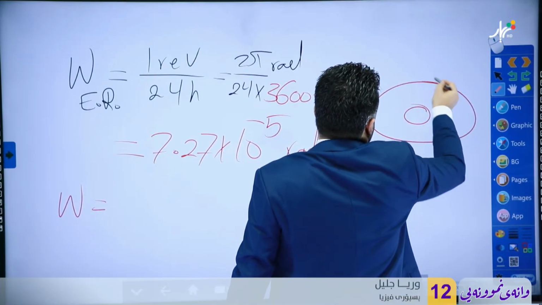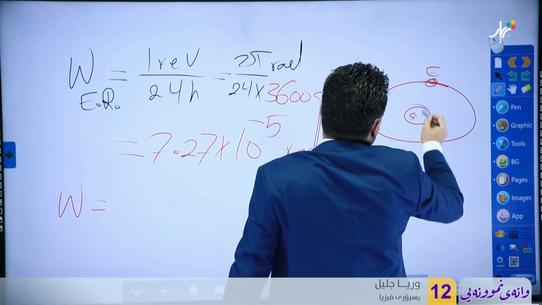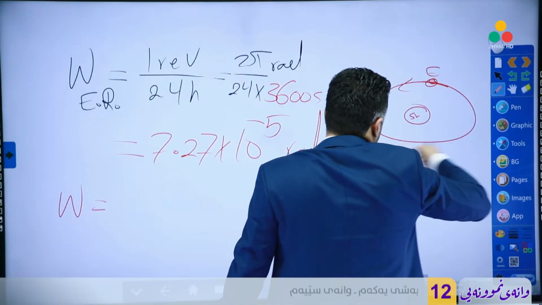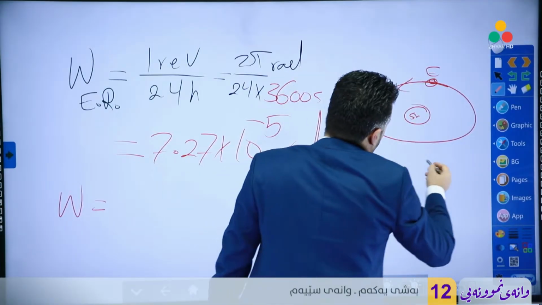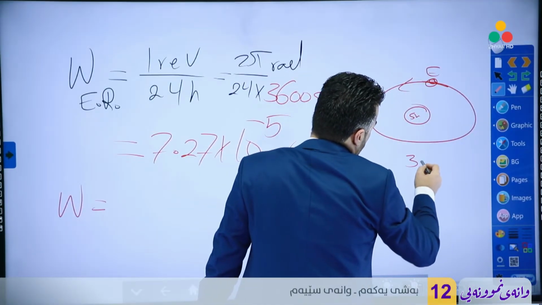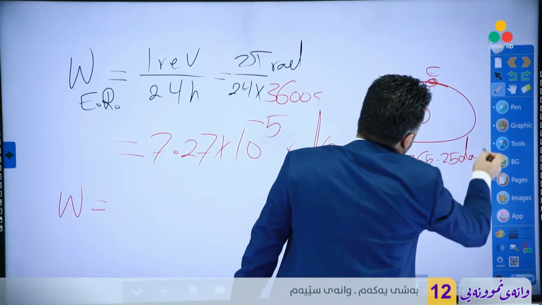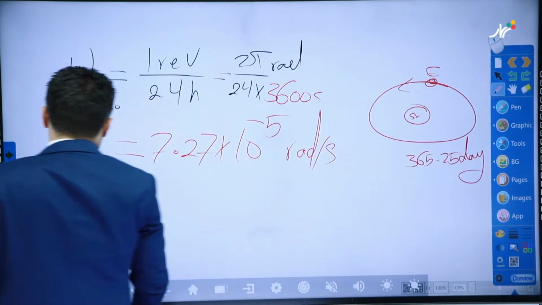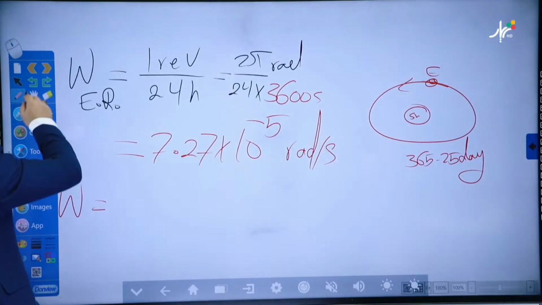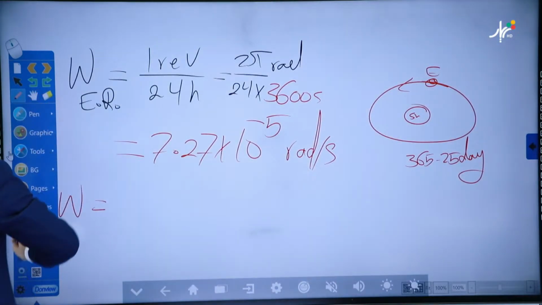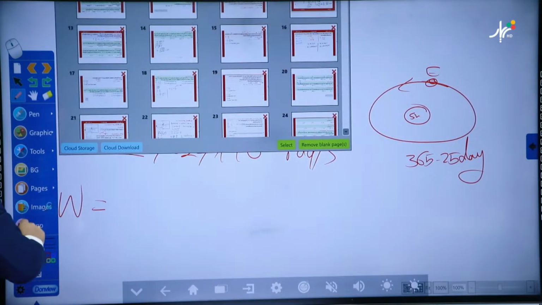So this is, let's say, Earth, this is the Sun. In order for the Earth to make one complete revolution about the Sun, of course, it takes 365.25 days, yeah? That is the time. But of course, you can't use that. You have to convert the days into seconds. All right, so take a look.